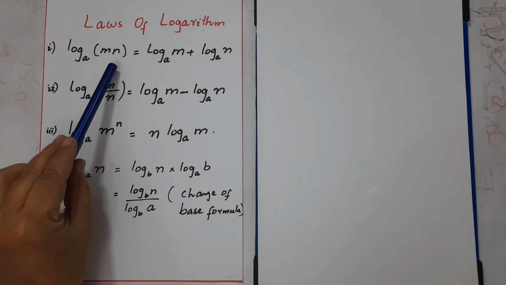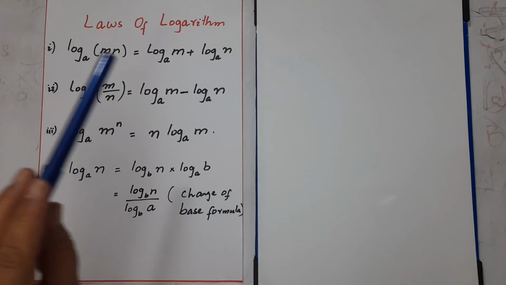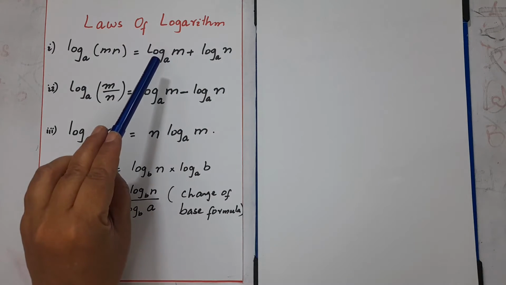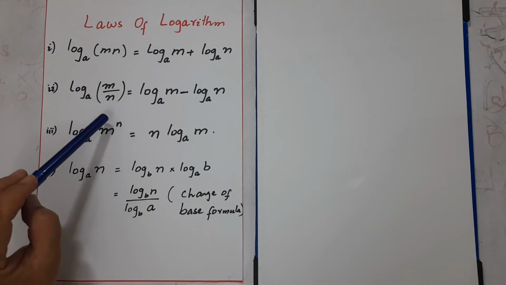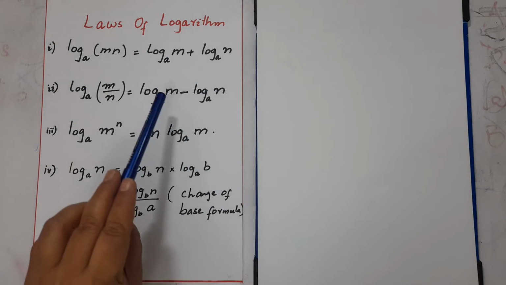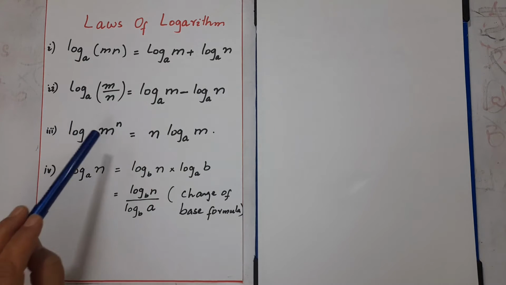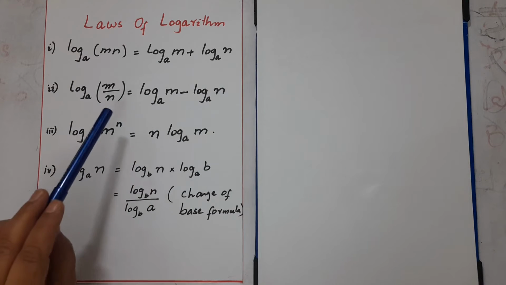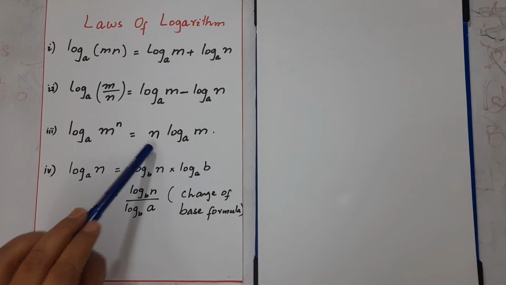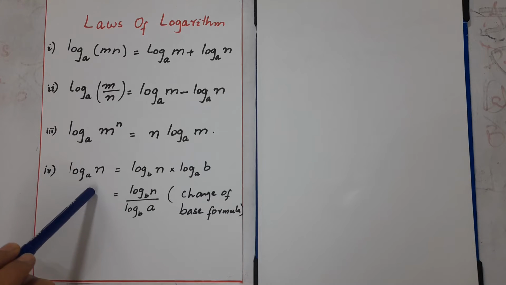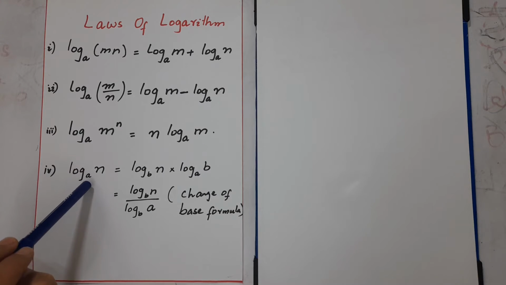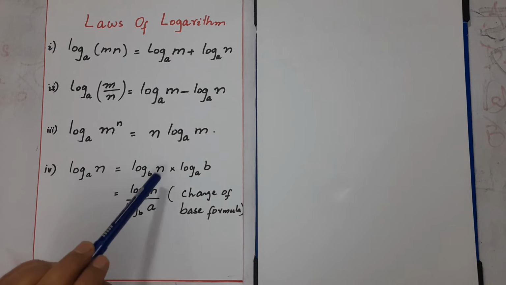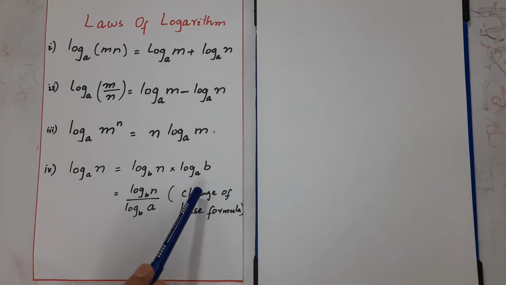If you multiply two numbers, their log would be equal to the sum of the logs of the individual numbers. For division, the log of the quotient would be equal to the difference of the logs of the individual numbers. For the power, the number that is taken as the exponent comes as the coefficient. And this is the change of base formula. If we want to change the base of a log from number A to number B, then we have to get a certain number multiplied to it.